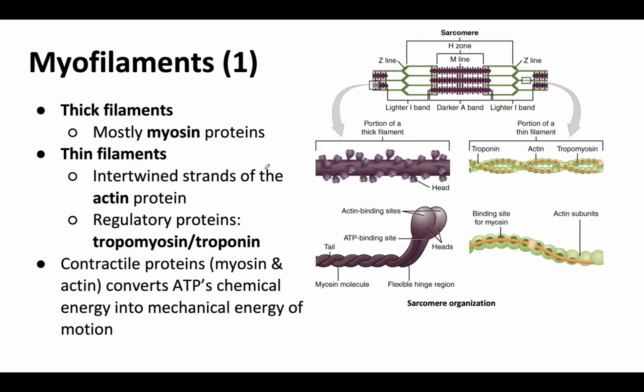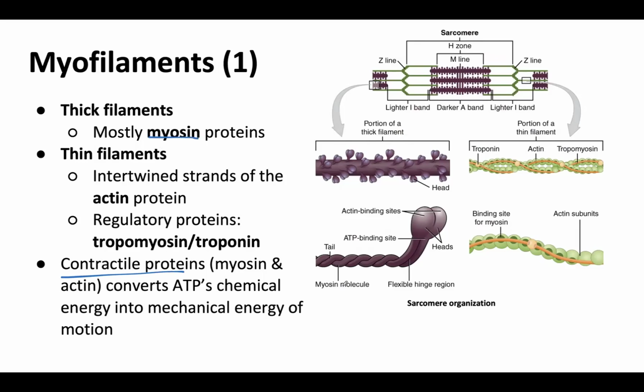The two major myofilaments are thick and thin filaments, and these are composed primarily of the contractile proteins actin and myosin, depending on the filament type. And contractile proteins are the proteins that are converting ATP's chemical energy into the actual mechanical energy of motion. Thick filament is going to be composed of hundreds of molecules of the protein myosin.